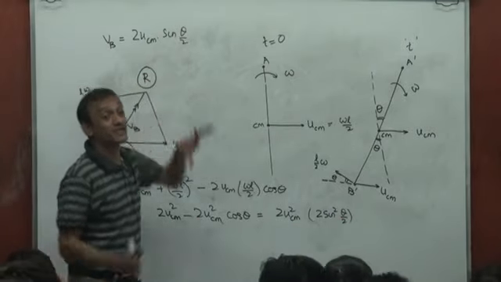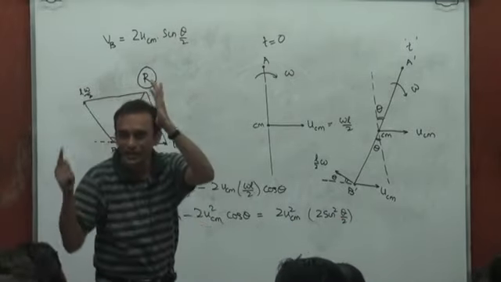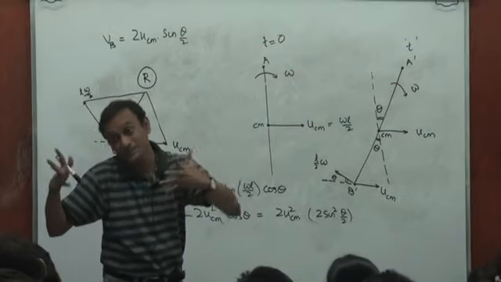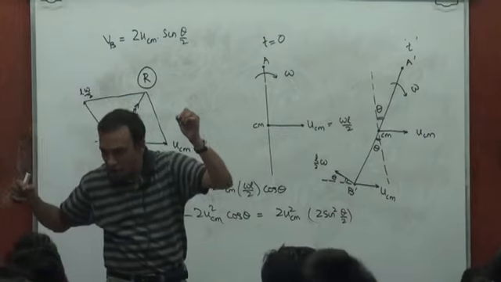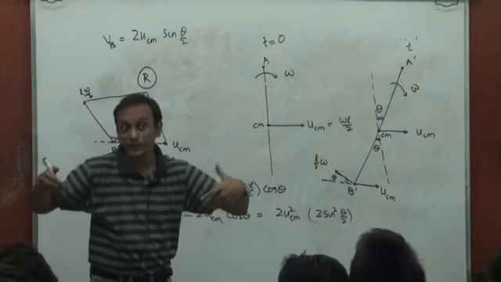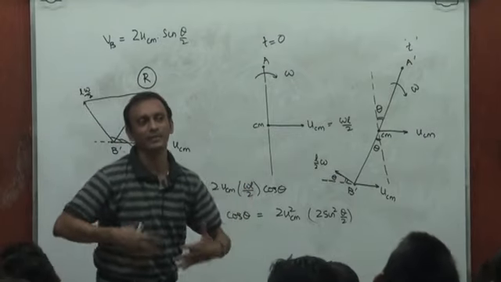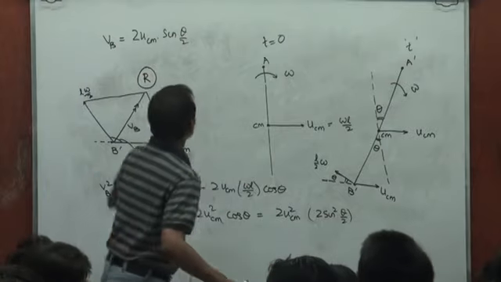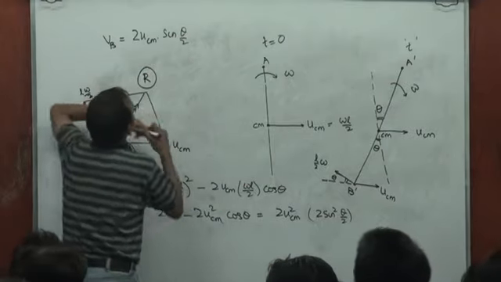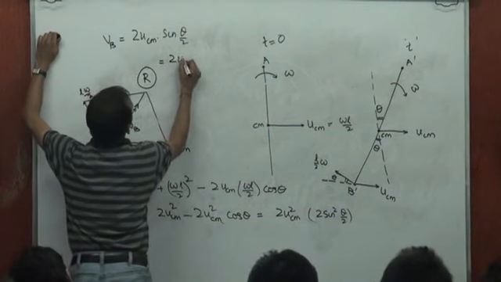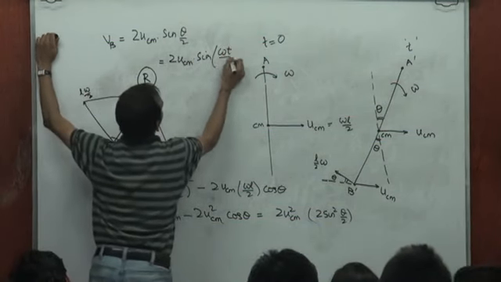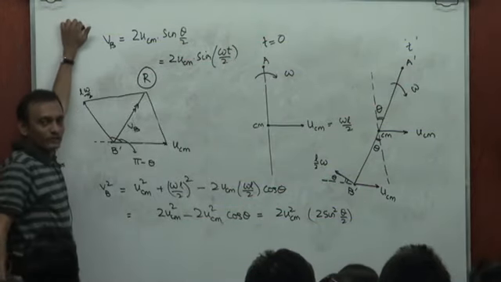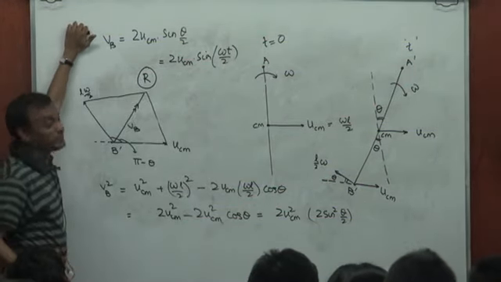Where theta in time t must have been omega t. The angle rotated by this rod in t seconds must be omega t. Yes or no? Omega determines the extent of orientation that has occurred. Theta therefore must be omega t because omega is remaining constant with time, right? So theta is omega t. So this you can write as 2 UCM into sine omega t by 2. That's the velocity of the point B at an instant of time t.